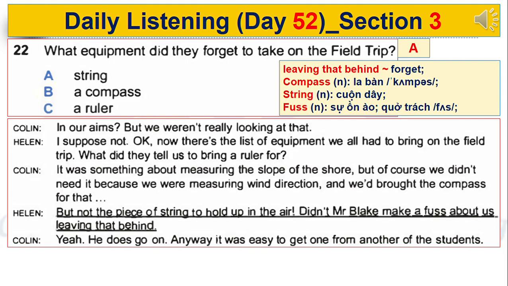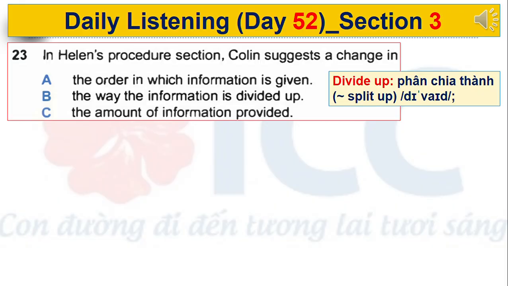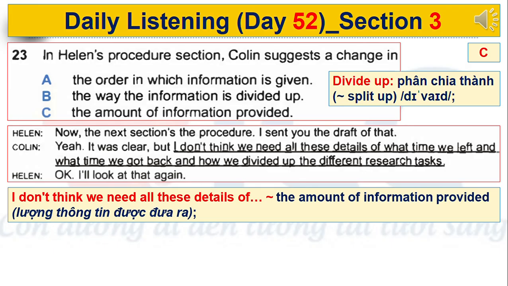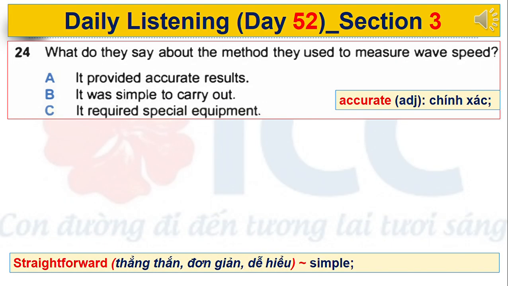Now, the next section's the procedure. I sent you the draft of that. Yeah, it was clear, but I don't think we need all these details of what time we left and what time we got back and how we divided up the different research tasks. OK, I'll look at that again. Then we have to describe our method of investigation in detail. So let's begin with how we measured wave speed. I was surprised how straightforward that was. I'd expected us to have some sort of high-tech device, not just stand there and count the number of waves per minute. Not very precise, but I suppose it was good enough.